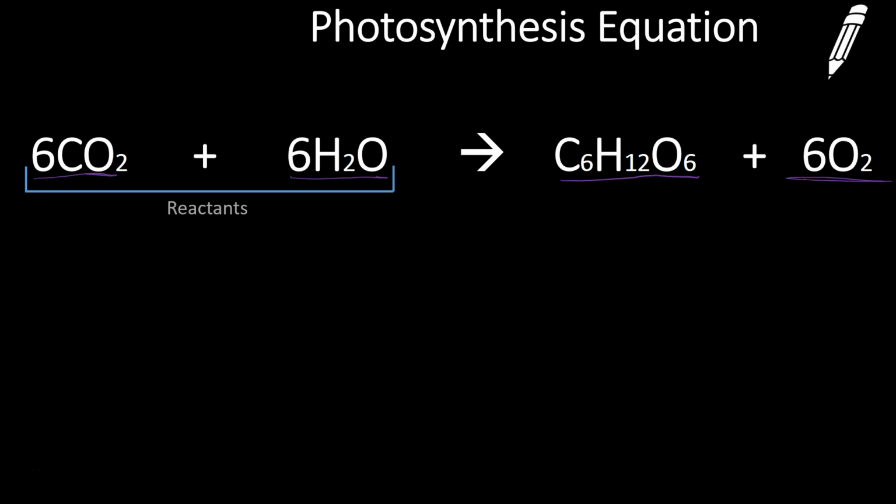Now, remember I said there were things going in and things coming out of the equation? Well, what's going in, we call those the reactants. So for photosynthesis, the reactants would be the 6 carbon dioxide and 6 water molecules. What's coming out is the products. So what are the products of photosynthesis? Well, it's 1 molecule of glucose and 6 molecules of oxygen.